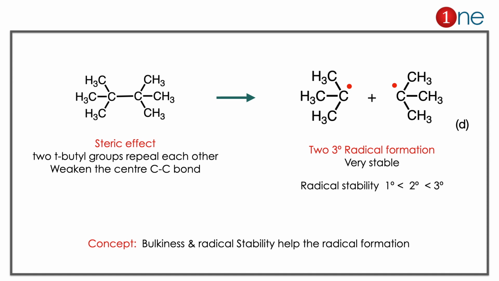Here the concept you have to learn is radical stability. Tertiary radical is always more stable than secondary and primary. Then bulkiness. Bulkiness creates a steric effect which repels the bonds. It can create bond weakening.